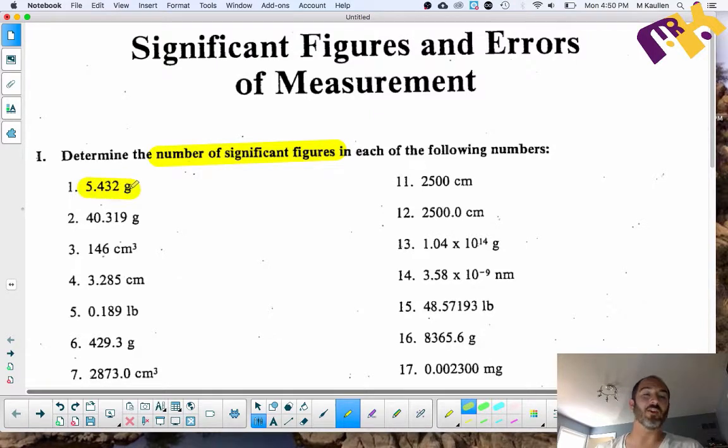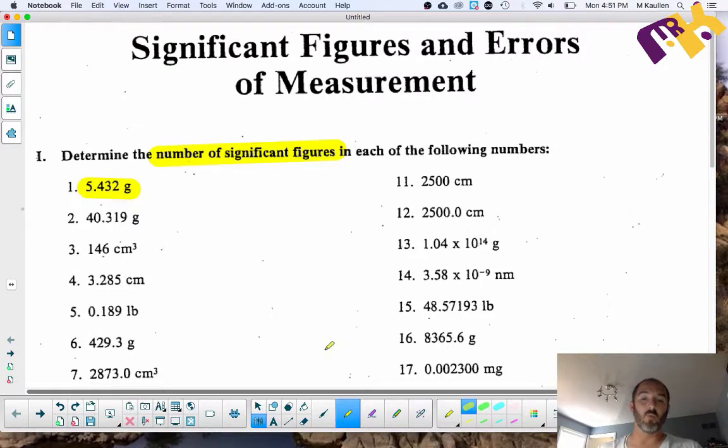5.432. What's interesting about this number is that all of these digits are non-zeros, right? So that means there had to be some scale where we knew the 5 for sure, the 0.4, the 3, and this must be our final estimated digit that falls somewhere a little bit beyond the hundredths, a little bit less than 400ths.